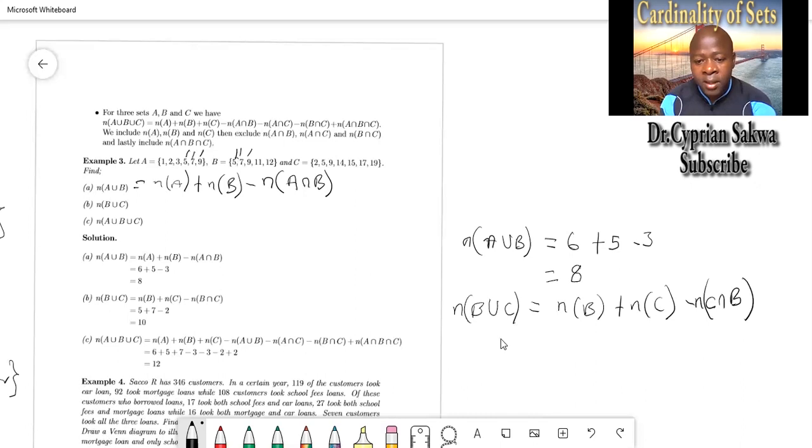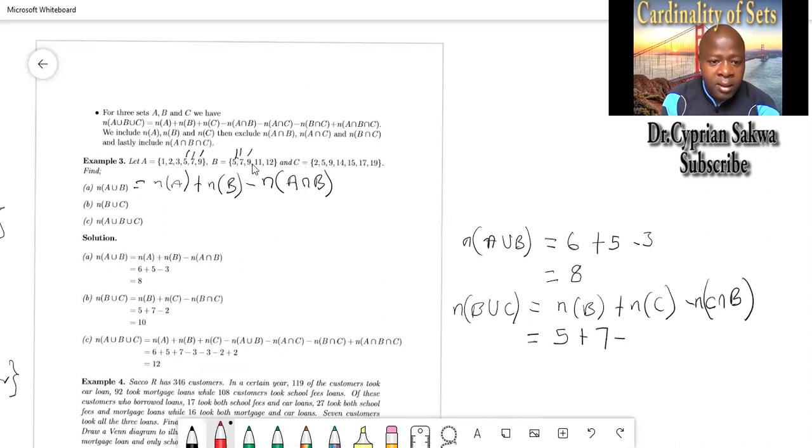Number of elements in the intersection. How many elements are in B? B has 1, 2, 3, 4, 5 elements. What about C? C has 1, 2, 3, 4, 5, 6, 7 elements. What about the intersection? Let's see what the intersection has.